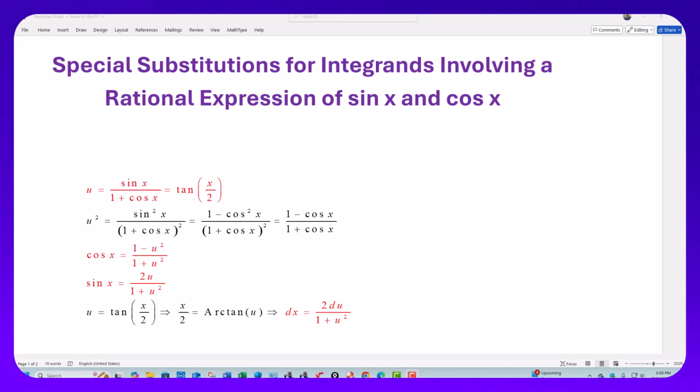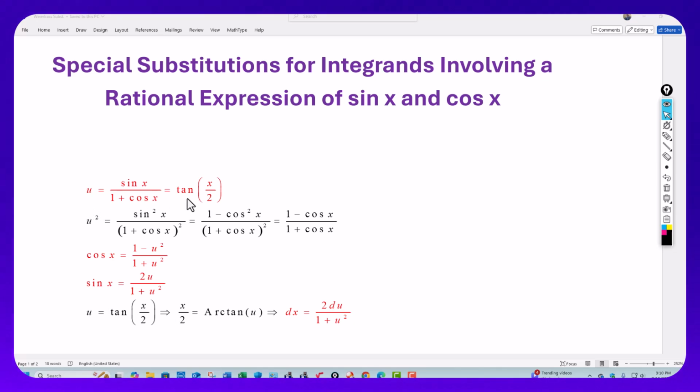In this video, we're going to look at some substitutions for integrands involving a rational expression of sine x and cosine x. Now, these substitutions will work best when you don't have a function in the numerator, only in the denominator. So first we'll look at how these substitutions are derived, and then we'll look at some applications, how to use them. We'll look at one example in this video and then a few more in subsequent videos.